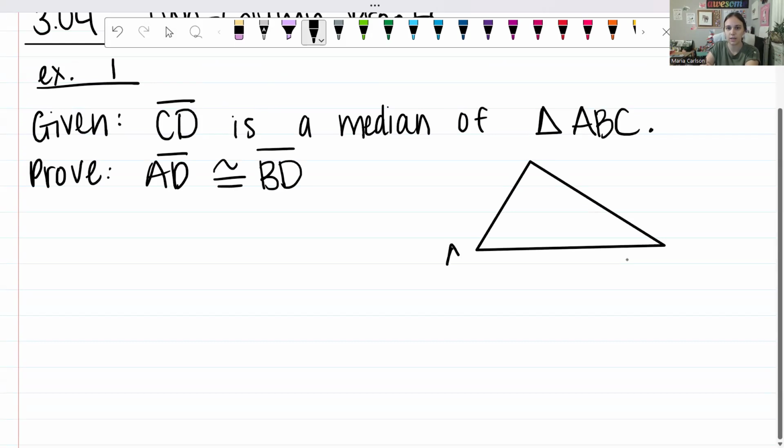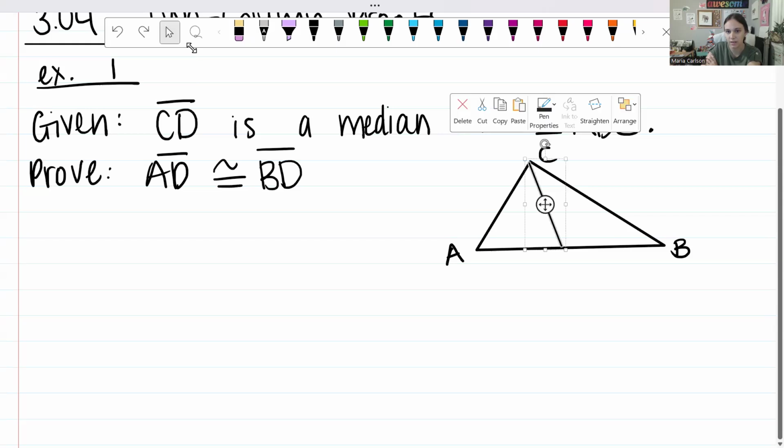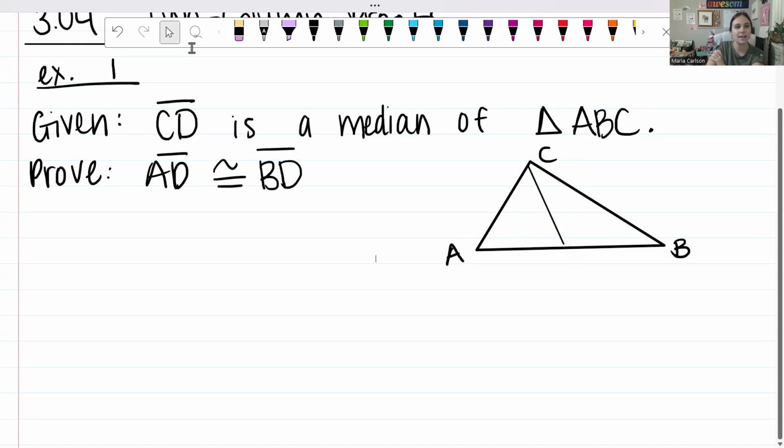So this is triangle A, B, C, and a median starts at one vertex and goes across and cuts the opposite side in half. I can do better. Let's see if I can move this little line. Oh, maybe not. Okay. Good enough. That is our median. And that is segment CD right there.